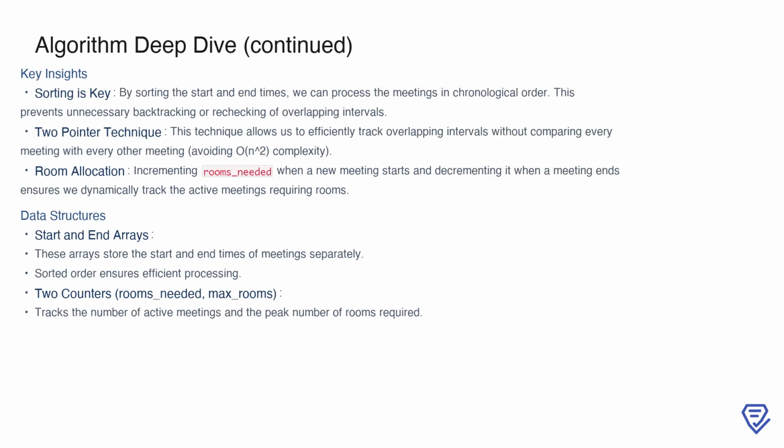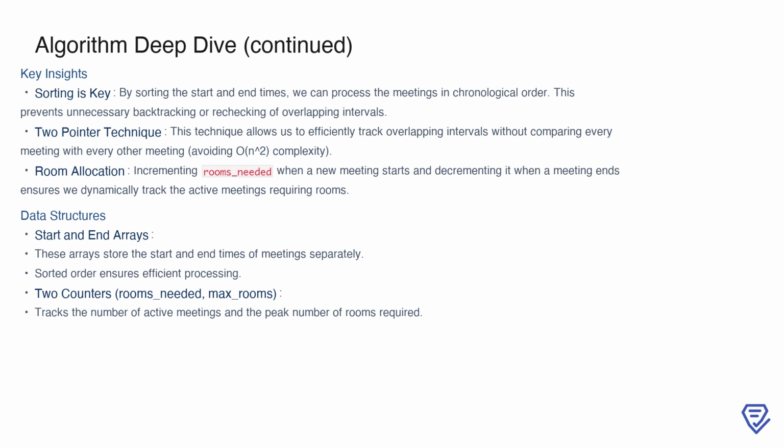There are several key insights that make this approach efficient. First, sorting the start and end times is essential. By processing meetings in chronological order, we avoid unnecessary backtracking or repeatedly comparing overlapping intervals. Second, the two-pointer technique allows us to efficiently track which meetings are ongoing and when rooms can be freed. This eliminates the need for a nested comparison of every meeting with every other meeting, which would otherwise result in O(n²) complexity.